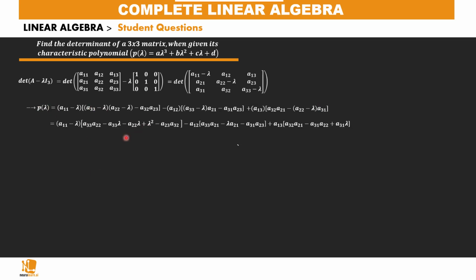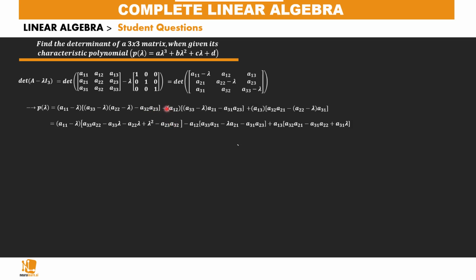Now let's simplify it. So here we have A33 minus lambda into A22 minus lambda, which becomes A33 times A22 minus A33 times lambda, which is this, minus A22 times lambda plus lambda squared minus A32 A23.